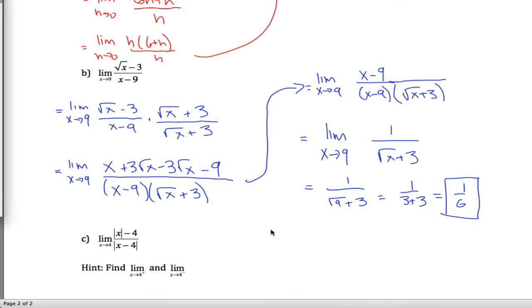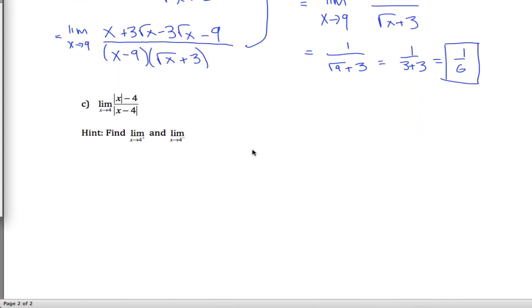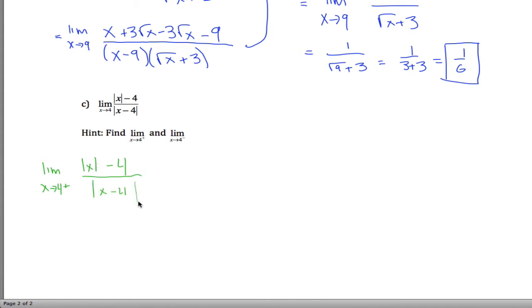All right, finally, the last one. Absolute values. The trick whenever you're taking a limit involving absolute values is to figure out what's the limit as x approaches 4 from the positive side of this thing, and then figure out what's the limit as x approaches 4 from the negative side of this thing. And if your two answers are the same, then that's your answer up here. If your two answers differ, then this thing is undefined. So let's figure it out.